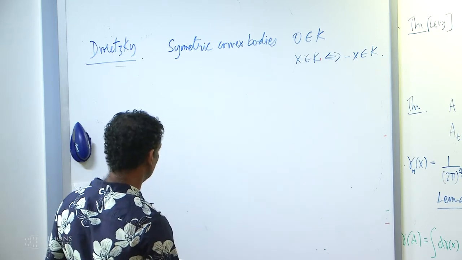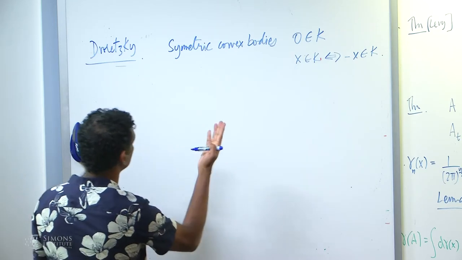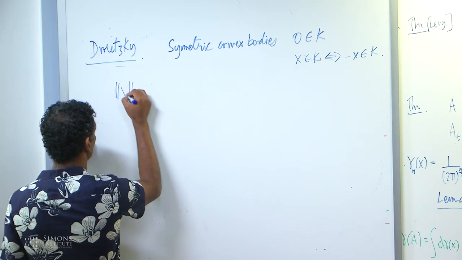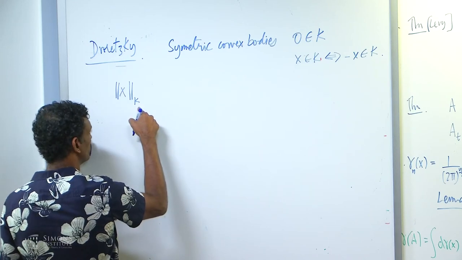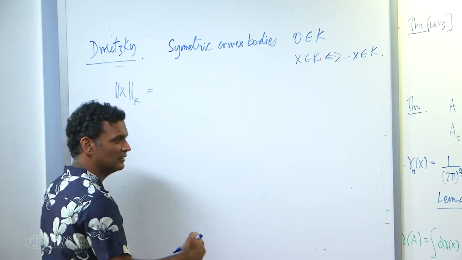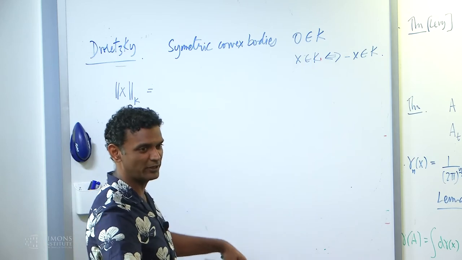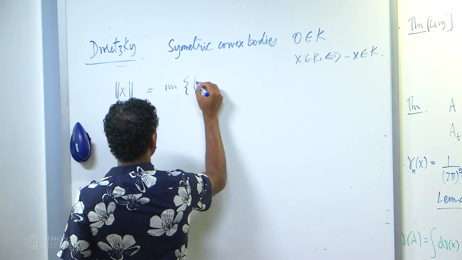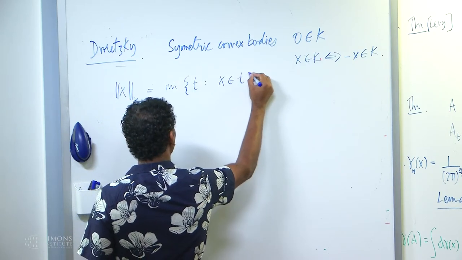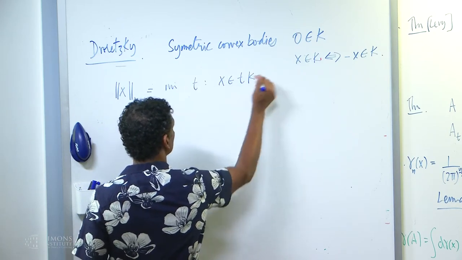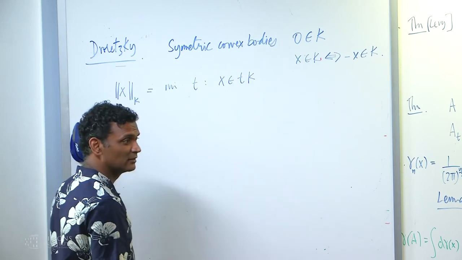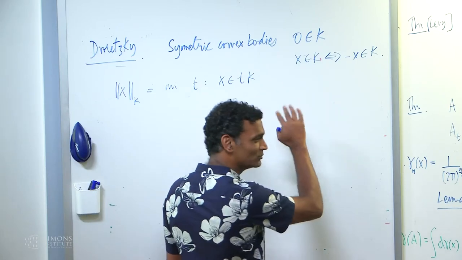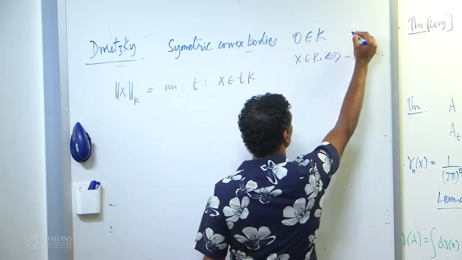Now, each such convex body defines a norm, a distance. This norm for point x with respect to this symmetric convex body K is just the smallest scaling of the body that contains the point. So the minimum over all t such that x belongs to tK. You need the interior of K to be non-empty. Yes, so let's assume that this has volume. So convex body, but anyway.